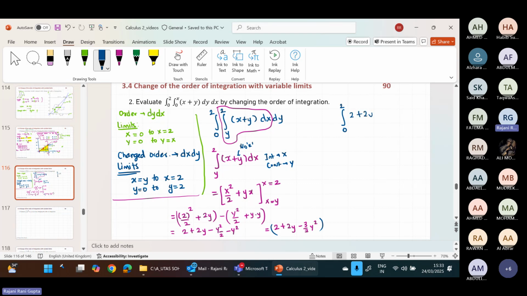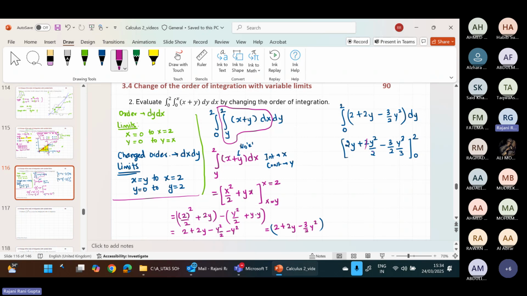2 plus 2y minus 3 by 2 y square dy. Now it became the question of a definite integral. So just integrate it. 2y plus 2y square over 2 minus 3 by 2 y power 3 over 3. And limits for y is from 0 to 2.